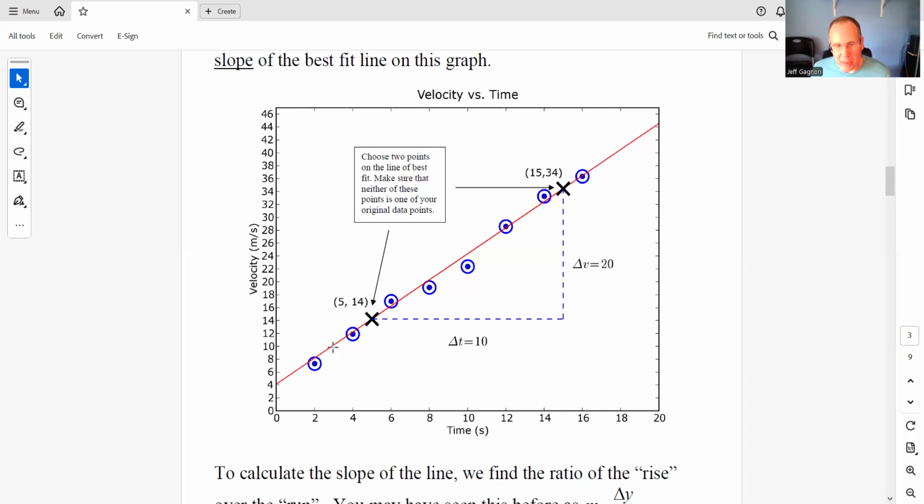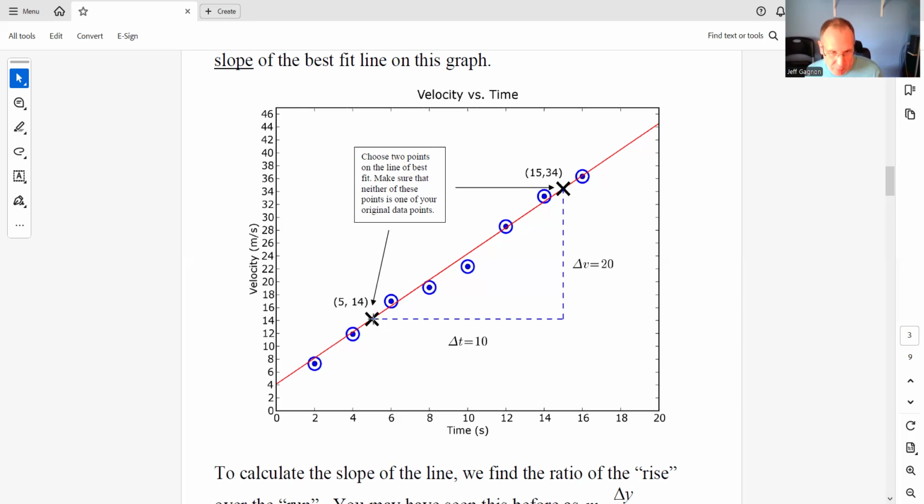Okay, here's the key point here. The thing that you don't want to do is you don't want to just use two of your original data points and calculate the slope between those two points. You actually want to calculate the slope of the line from the line of best fit. So you would pick two points on the line of best fit.